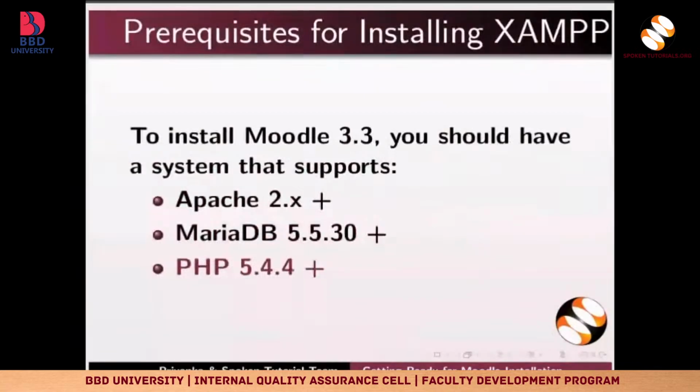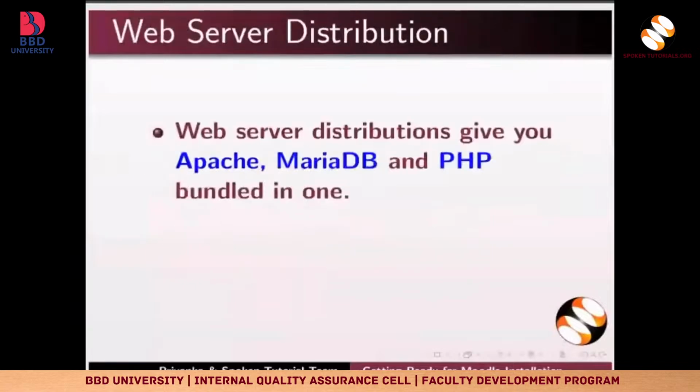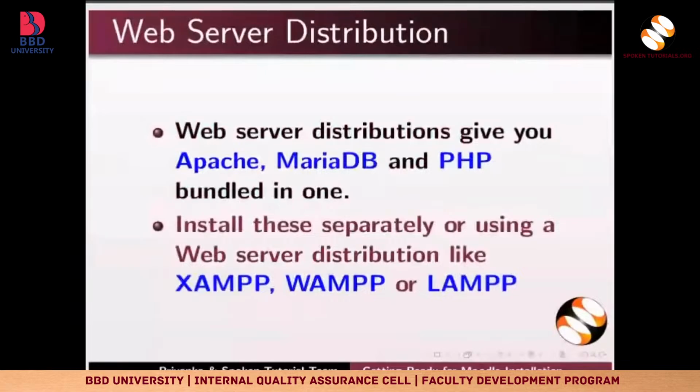MariaDB is the fastest growing open source database. It is an alternative for MySQL database. Web server distributions give you Apache, MariaDB, and PHP bundled in one. You can either install these separately or using a web server distribution like XAMPP, WAMP, or LAMP. I have already installed XAMPP in my machine.